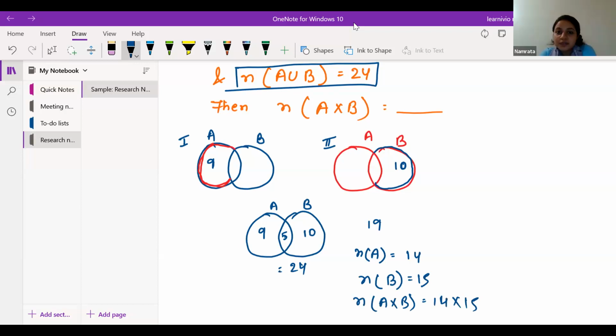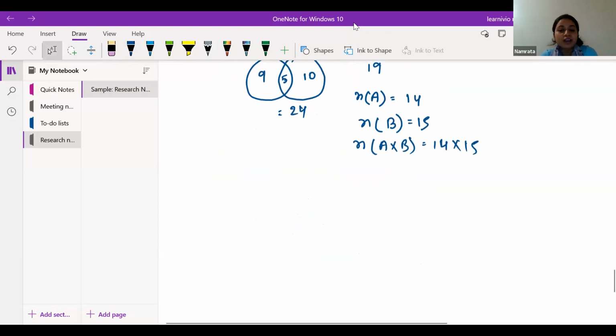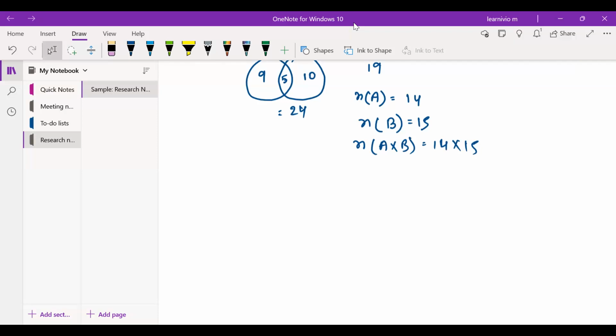That's it. Have you understood how we did the whole thing? Yes, ma'am. So now you just multiply 14 with 15 and we will get the total number of element in the Cartesian product A and B. Yes, Izan, is it clear now? Yes, ma'am.